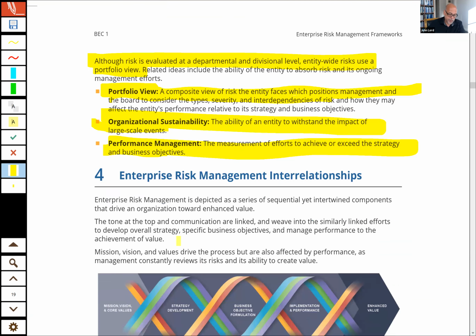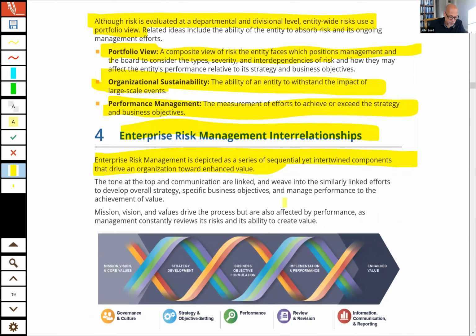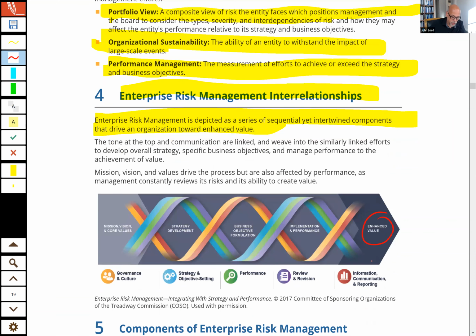So when you look at the interrelationship, enterprise risk management is depicted as having a series of sequential yet intertwined components that drive the organization towards enhanced value. So you take a look, and we're doing this in terms of achieving this enhanced value, but that then gets intertwined with governance and culture, strategy, objective setting, performance, review and revision, information, communication, and reporting.